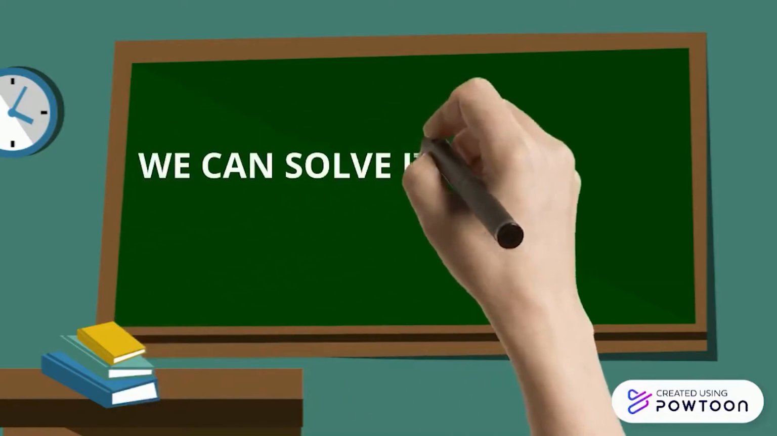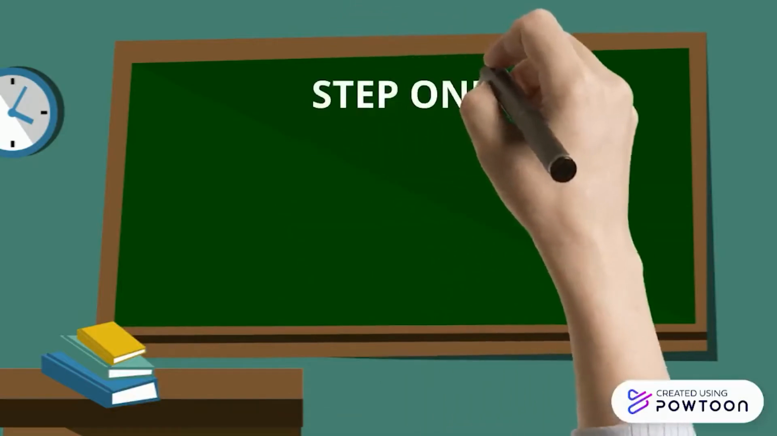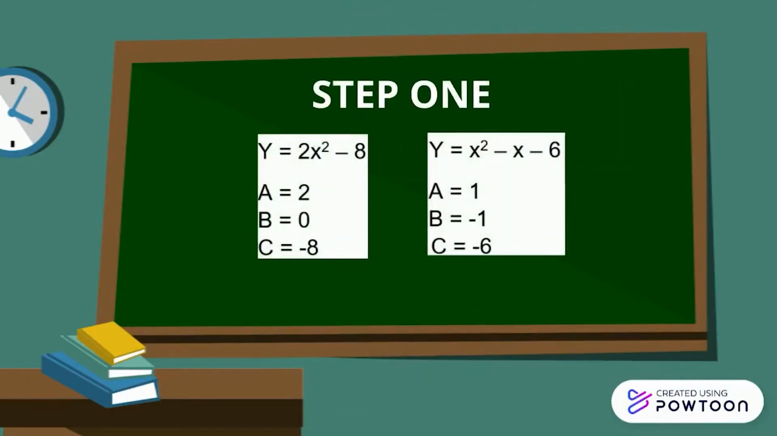We can solve it graphically by following the steps below. Step 1. Identify a, b, and c from each equation. y equals 2x squared minus 8.